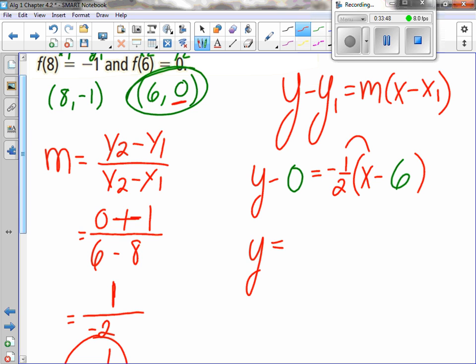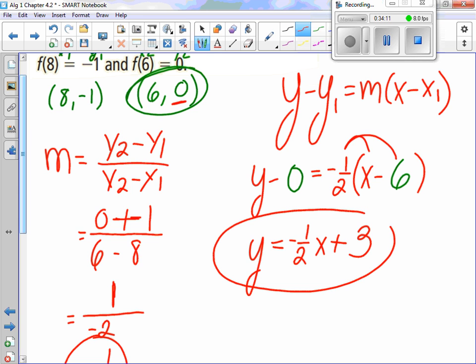Well, -1/2 times x will be -1/2 x. Well, -1/2 times -6, the negative and negative would give us a positive, what is 1/2 times 6? Half of 6 would be 3. And that's it. If we use the other point, we would have gotten the exact same thing.